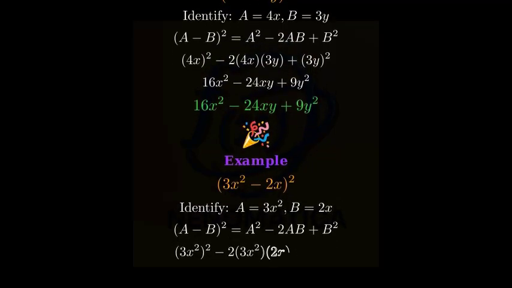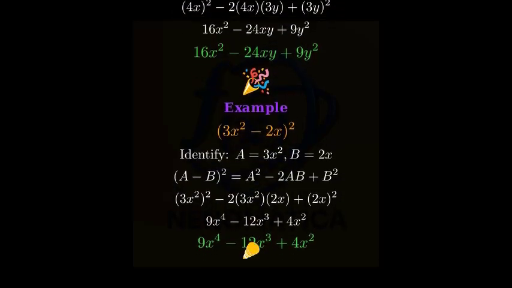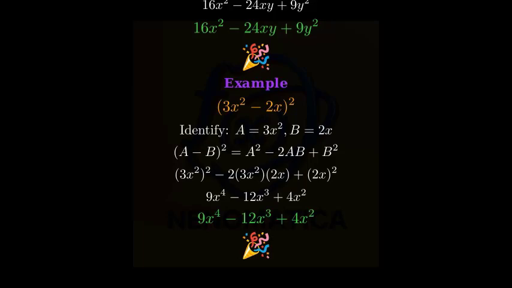Let's substitute. a squared is (3x squared) squared, which is 9x to the 4th power. 2ab is 2 times 3x squared times 2x, which is 12x cubed. b squared is (2x) squared, which is 4x squared. When we simplify, we get 9x to the 4th power minus 12x cubed plus 4x squared. So our final answer is 9x to the 4th power minus 12x cubed plus 4x squared.